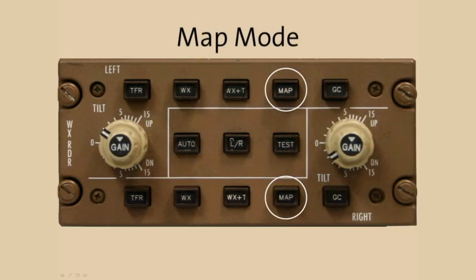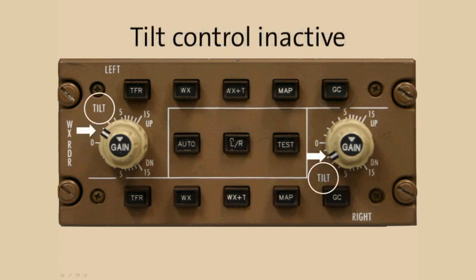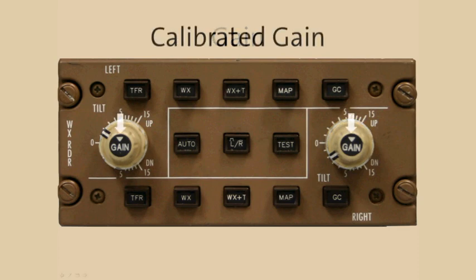Map mode displays all the information the radar sees, both ground and weather returns. The ground clutter button is similar to map mode, except it is a spring-loaded momentary function. The tilt control is inactive during auto operation. Full above and below gain is available during both manual and auto operation. Calibrated gain is selected when the triangle is at the 12 o'clock position.